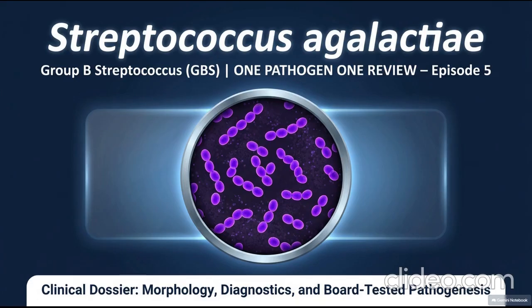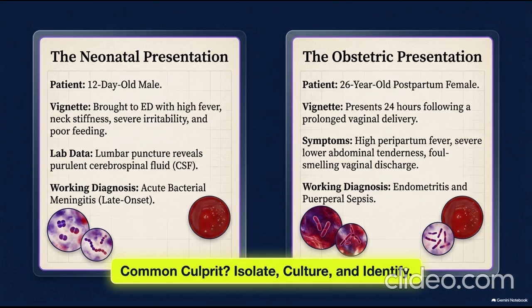Keep these clinical pictures in mind, because every biochemical and morphological property we discuss next is what explains these exact pathologies. Cellular morphology. What does GBS look like under the microscope? First and foremost, Streptococcus agalactiae is a gram-positive, oval-shaped coccus, measuring approximately 0.5 to 1 micrometer in diameter. Under oil immersion, you will see them arranged in pairs or short chains.